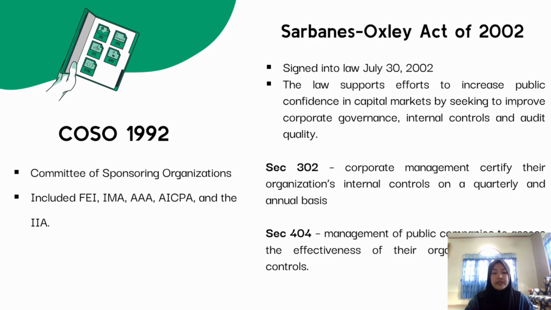Section 404 requires the management of public companies to assess the effectiveness of their organization's internal control. This entails providing an annual report addressing the following points. First, understand the flow of transactions, including IT aspects, in sufficient detail to identify points at which a misstatement could arise. Second, using a risk-based approach, assess both the design and operating effectiveness of selective internal controls related to material accounts.